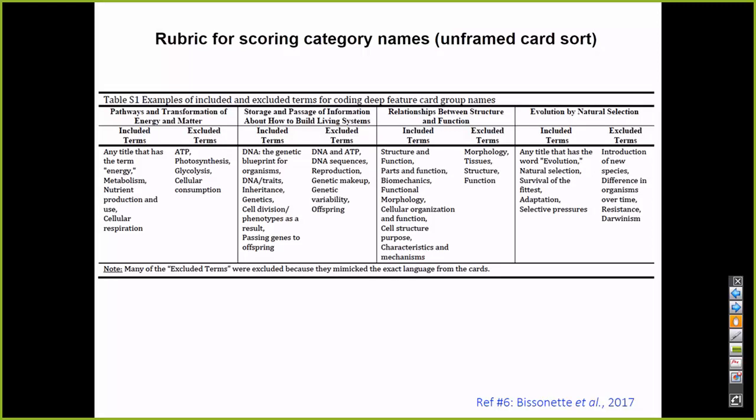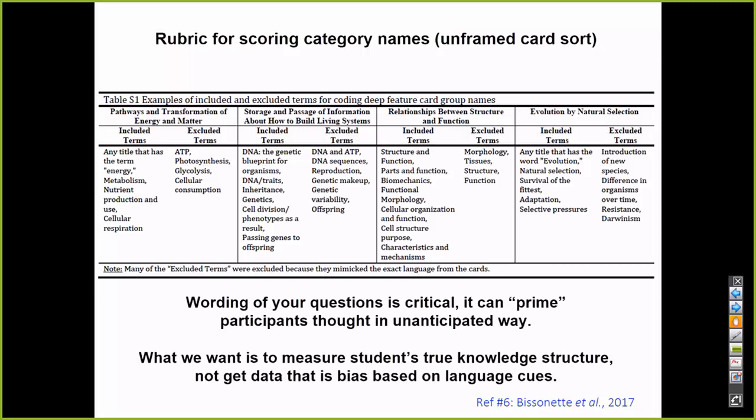I hope what you're getting a feel for here is that even though it's sort of a simple task, you have to put work in up front because there are these sort of weird variables. Even the language that you use in the cards can affect it. Maybe they just don't understand a term. So you want to avoid that as much as possible. So the wording of your question is critical. It can prime your participants to think in one way or another. You want it to be unbiased.